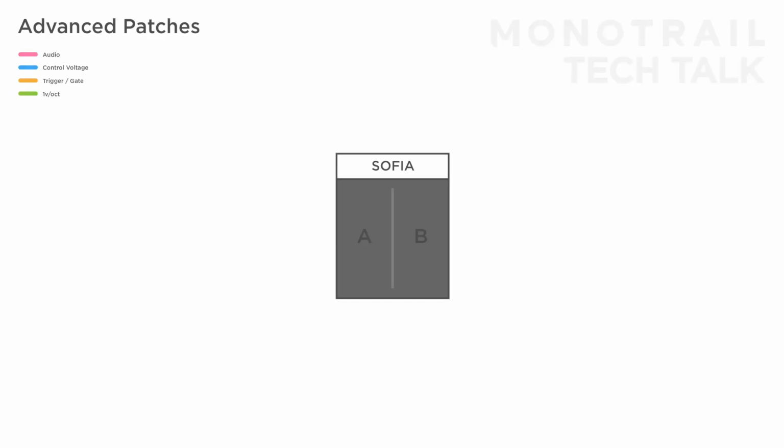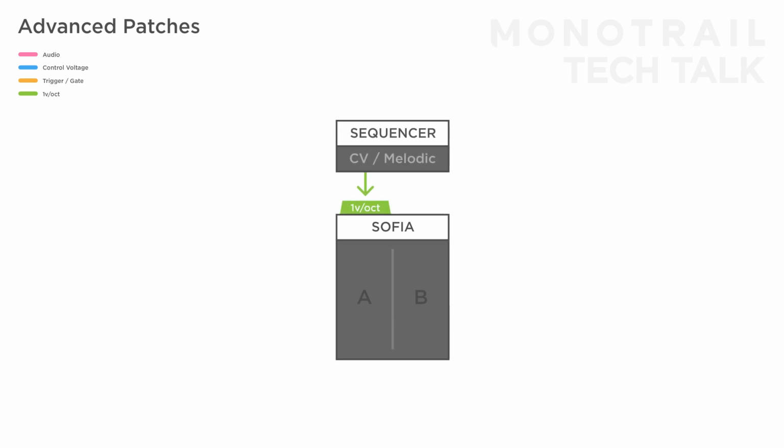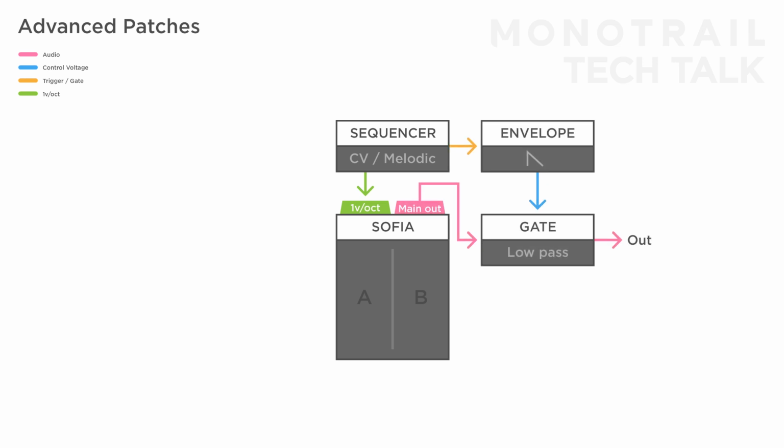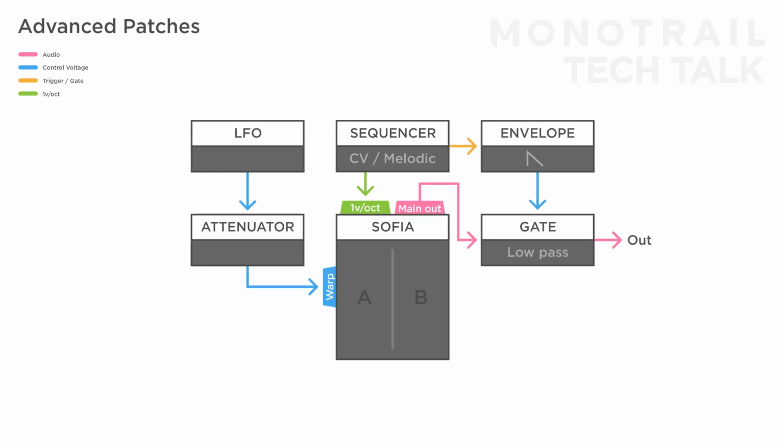In this patch, Sofia is responsible for a bass line and some percussive plucks. The bass line is simple. A sequencer is used for the melody and triggering an envelope opening a low-pass gate. For some movement, an attenuated LFO is modulating the warp of element A. The mix is set fully to the left, so only the core and element A are audible during the bass line.